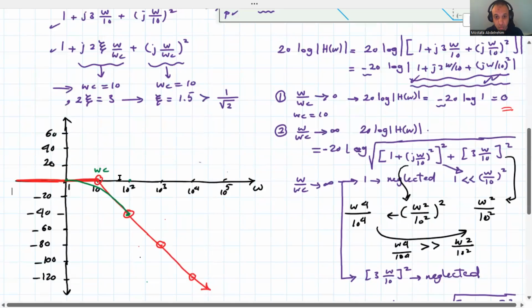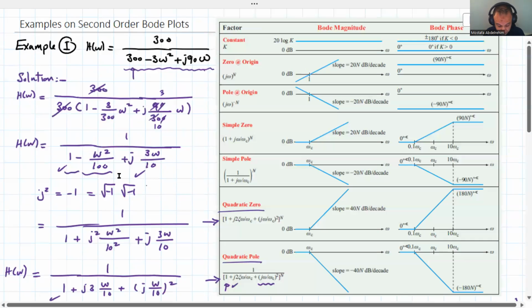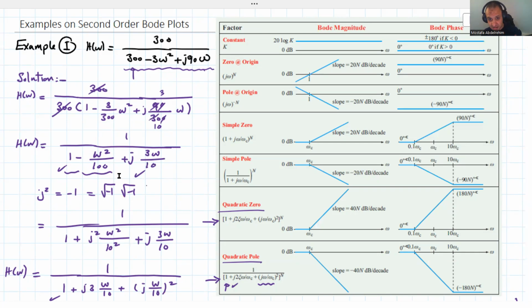Okay, guys, that was the first example on second order Bode plots. This is like 10 minutes or so, 15 minutes maybe. In the next video, I'm going to do another example, more complicated than this one, but it's going to make the idea easier to understand.